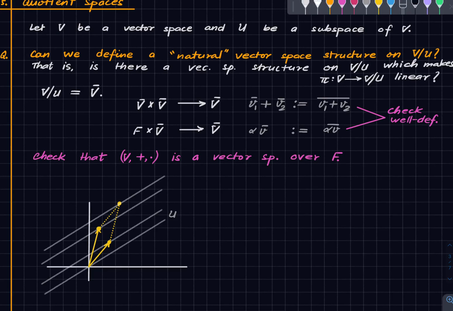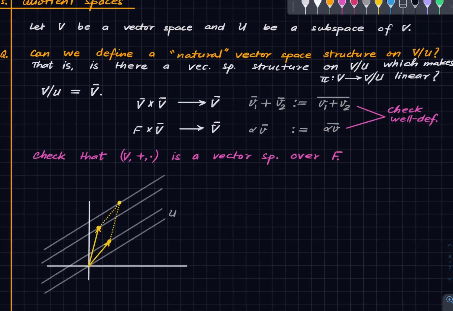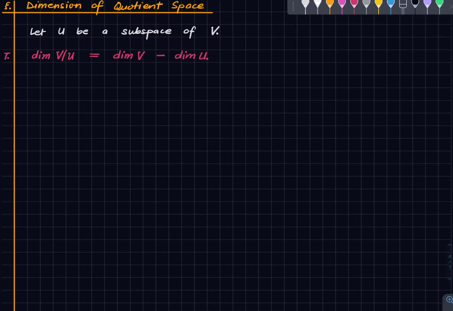Okay, so now we have defined quotient spaces. A natural question arises: if U is a subspace of V, and of course we are always working with finite dimensional vector spaces, so V is already assumed to be finite dimensional, what is the dimension of the corresponding quotient? And the answer is very simple. It is just the difference of the dimensions of the two spaces.